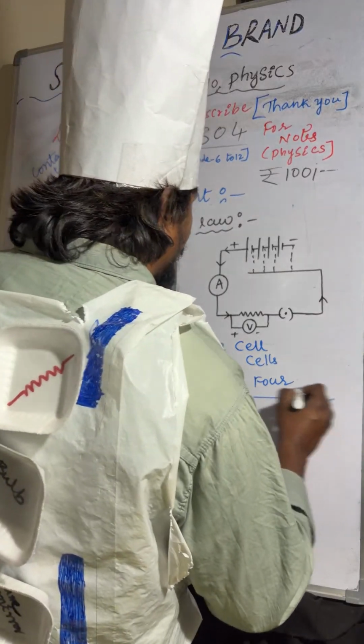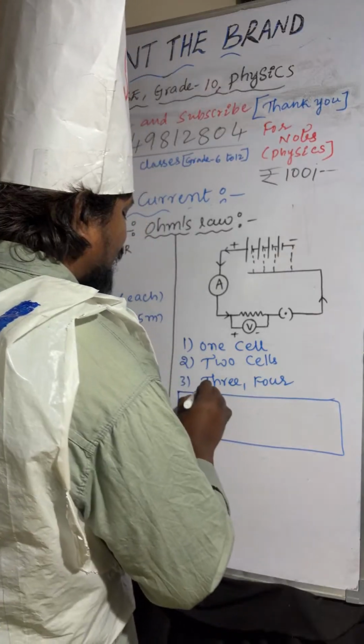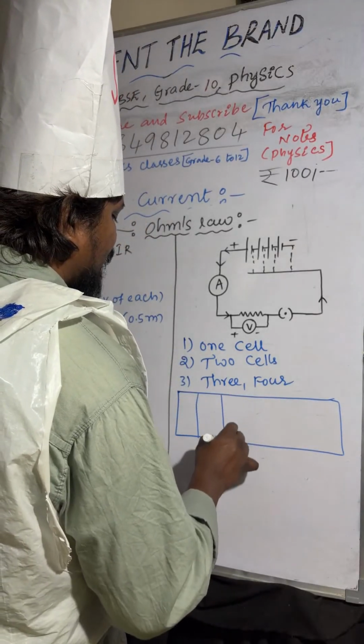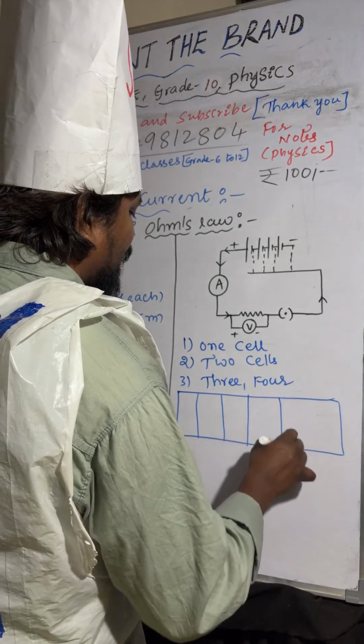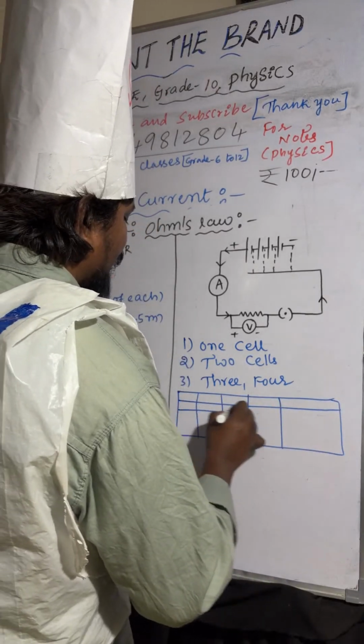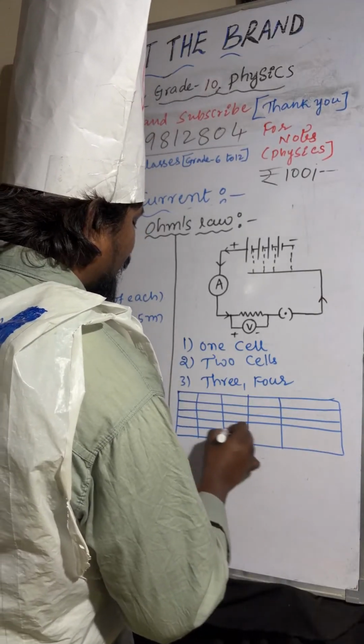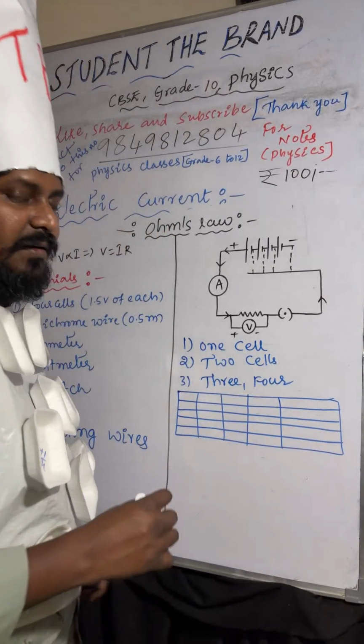So this is a tabular form. So I am taking it like this. Serial number of cells, ammeter reading, voltmeter reading, V by I form. Okay, so here I can say 1, 2, 3, like this. Serial number.